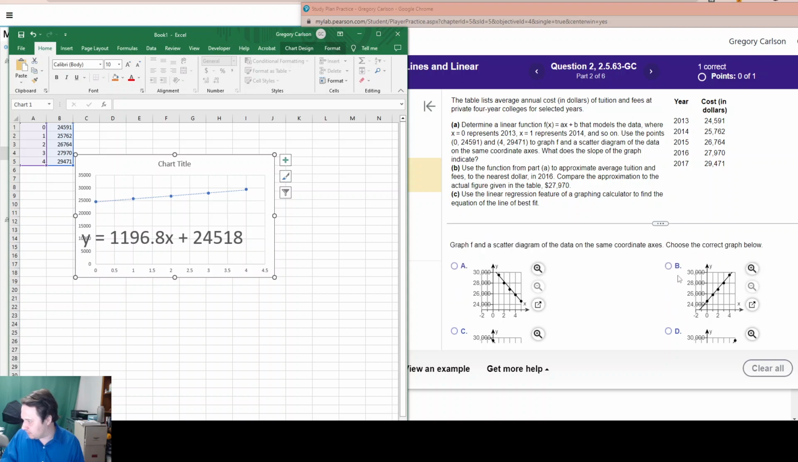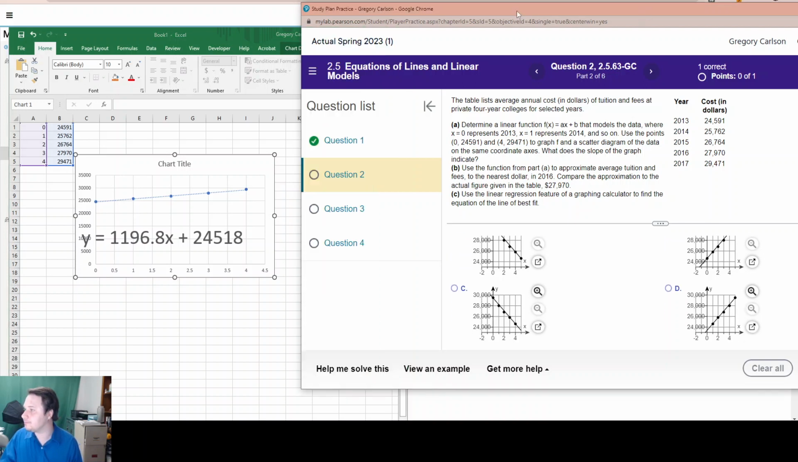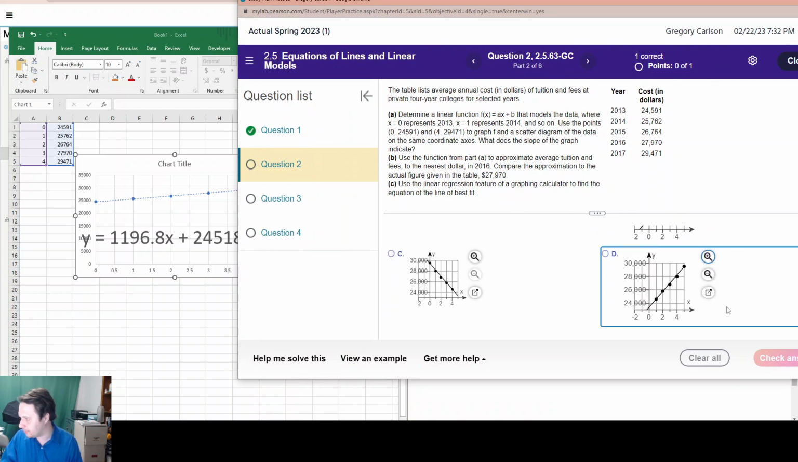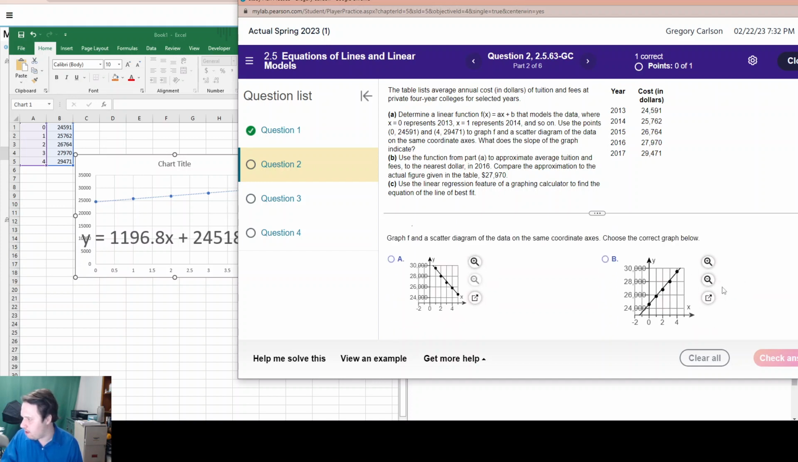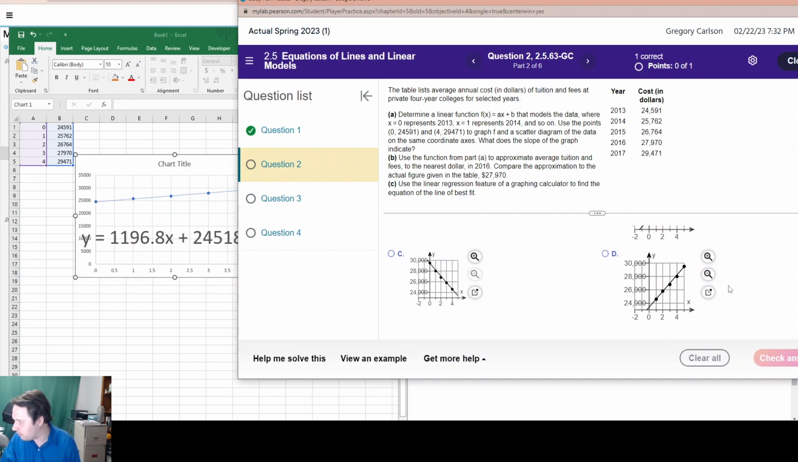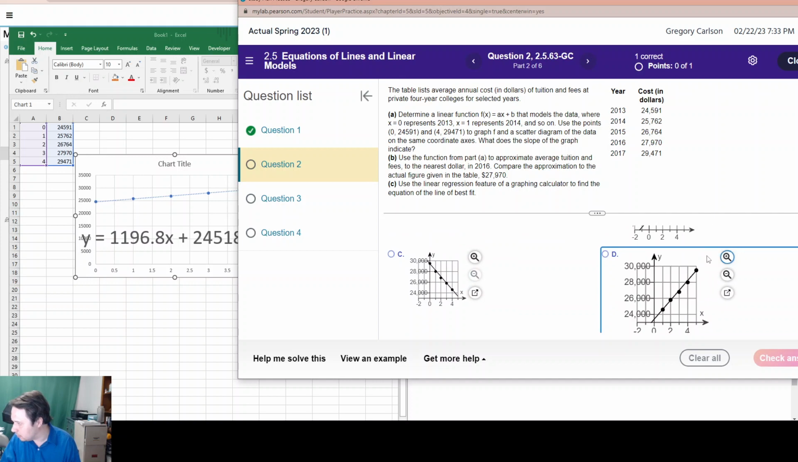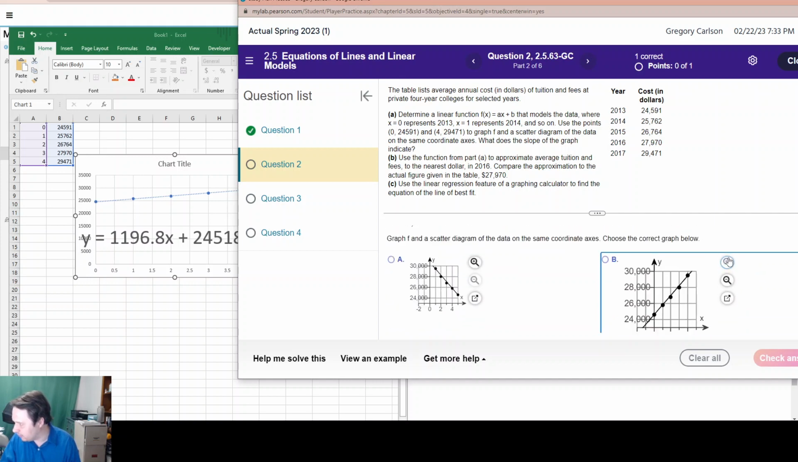And what's the difference between B or D? I'm going to make them a little bigger. This one starts above 24,000, so that looks good, and it finishes below 30,000, so that looks good because of these 2 numbers, the 24591 and the 29471. This one, wow, that's a really subtle difference. That's a very, very subtle difference.